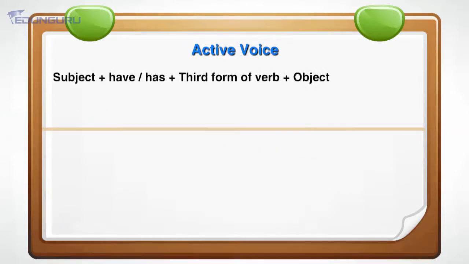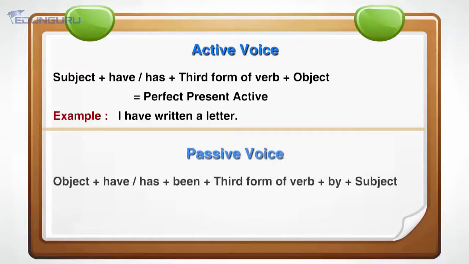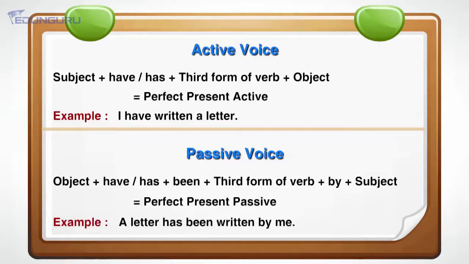Subject plus has/have plus third form of the verb plus the object gives us a present perfect active. I have written a letter. Object plus has/have plus been plus the third form of the verb plus by plus the subject gives us a perfect present passive. A letter has been written by me.